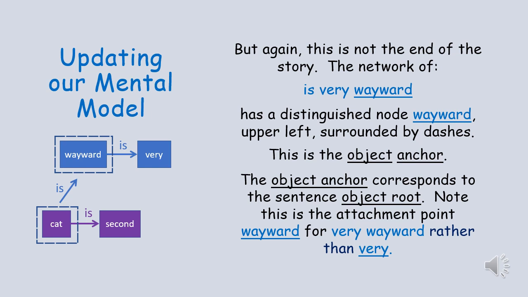But again, this is not the end of the story. The network of is very wayward has a distinguished node wayward, shown to the upper left, surrounded by dashes. This is the object anchor. The object anchor corresponds to the sentence object root. Note this is the attachment point, wayward, for the phrase very wayward, rather than the node very.